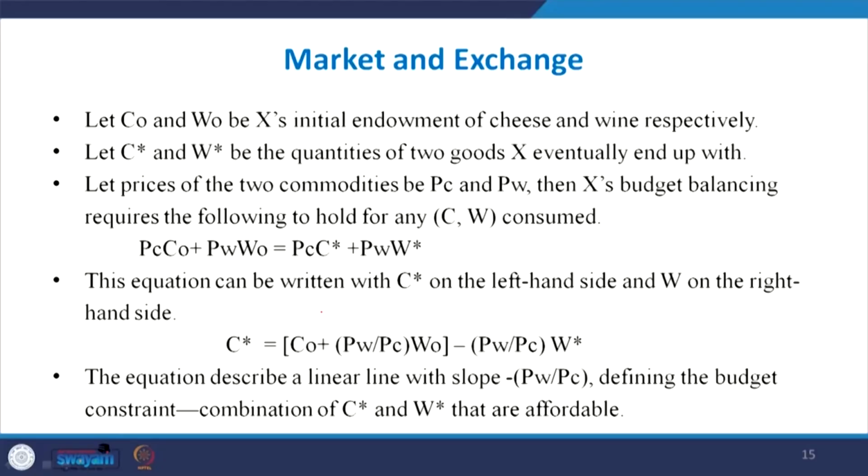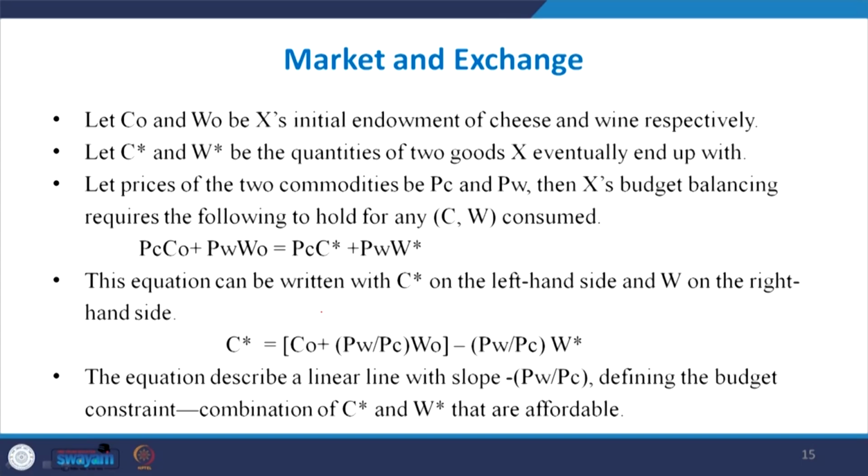But that is pure theory. If we want to introduce a market, then we should know how much the price of these two products is. So, let us now introduce the market and then see the exchange of cheese and wine between the two persons X and Y. Let C0 and W0 be the initial endowment of cheese and wine respectively. Initial endowment means they have the quantity of cheese and wine at the initial level. X has this quantity. Similarly, you can also see Y's initial endowment.